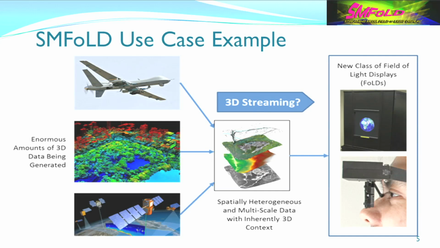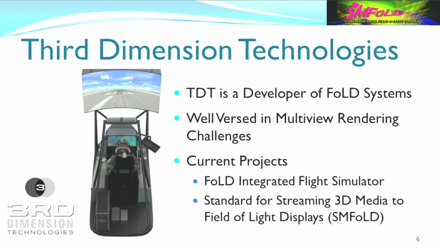So here's a use case example where you have data coming from a variety of sources going into an application. The application is assembling this data and making a 3D representation. Well, it'd be nice to have that on a display where, just by moving left and right, you can look around objects, or you can have several people looking at the same scene, and each one is looking at it from a different perspective.